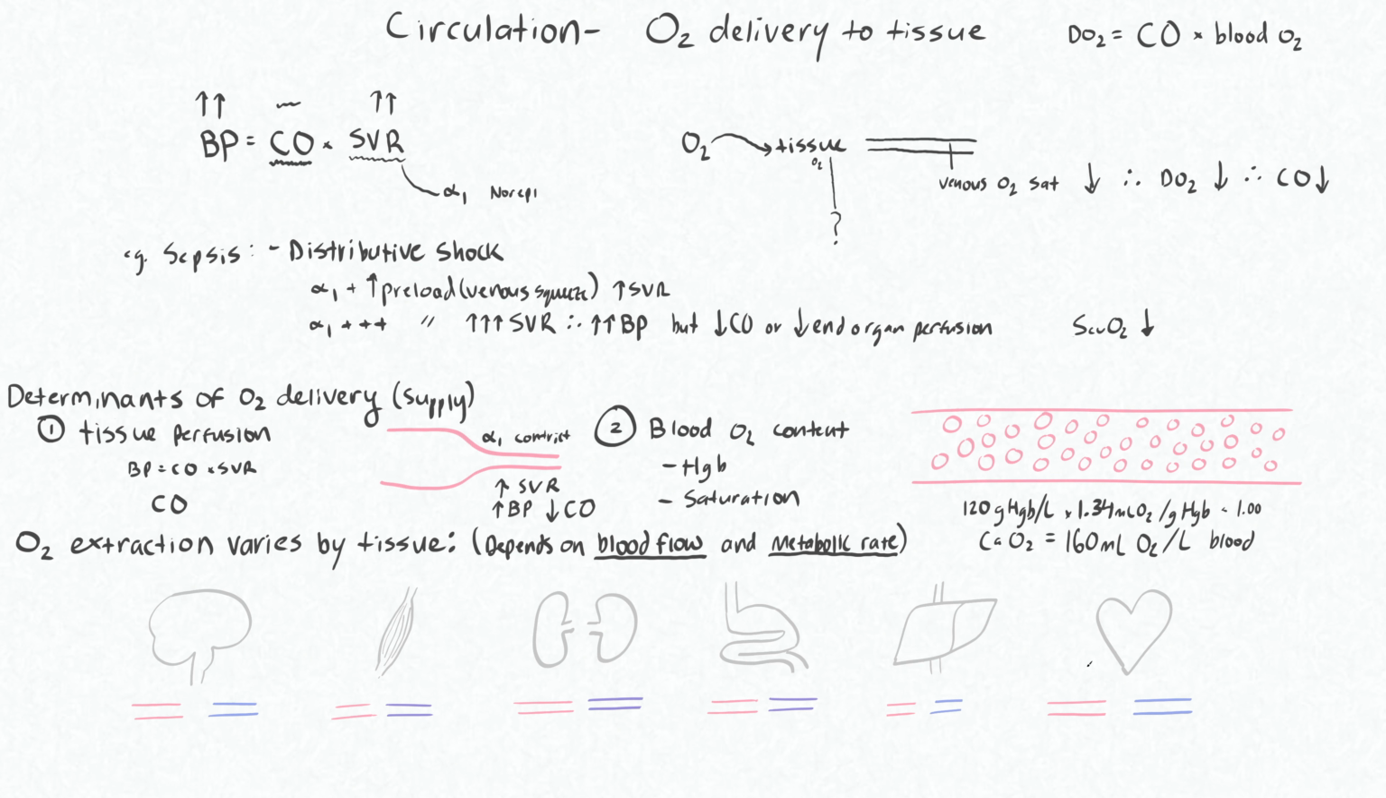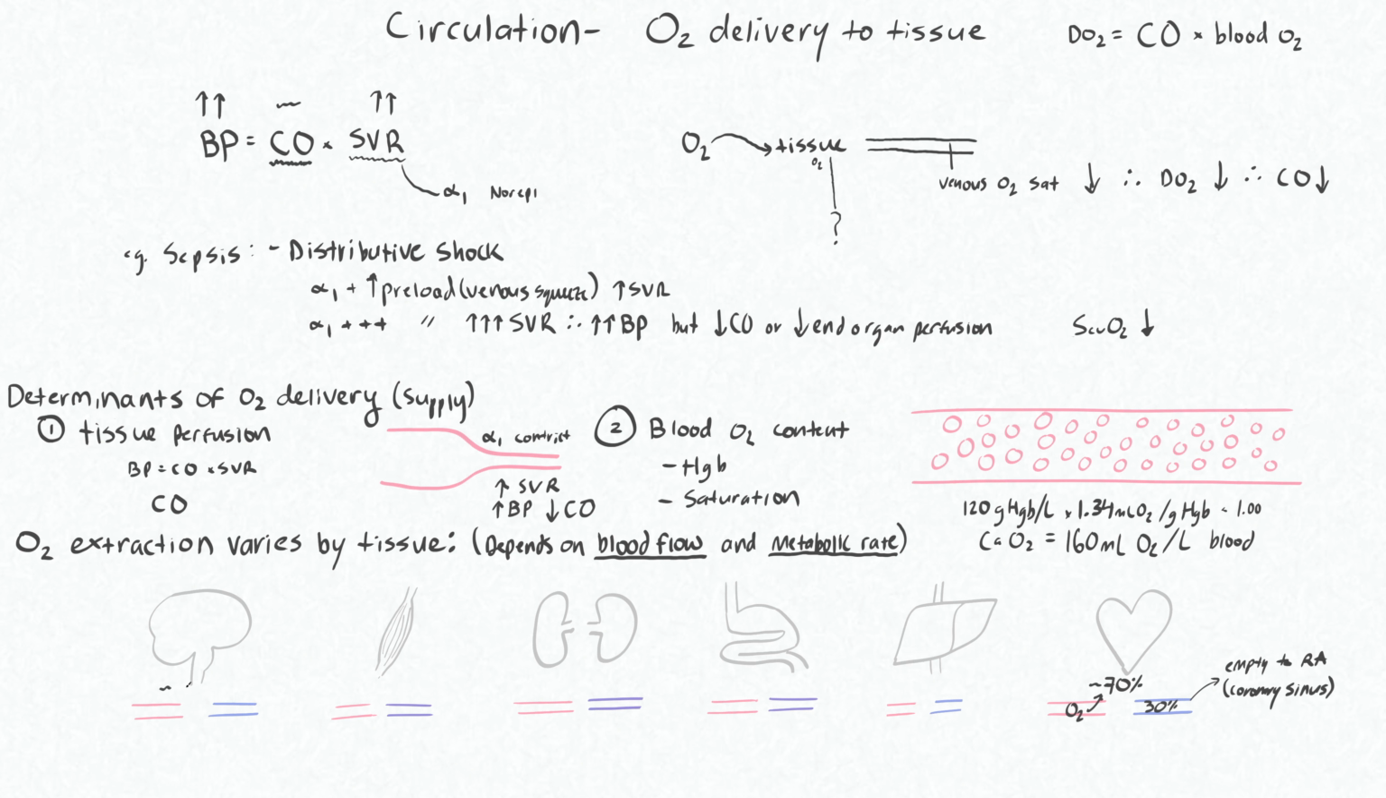The only one you really have to know is the heart, which is about 70% oxygen extraction. So it uses 70% of the oxygen that is brought to it, and then your venous blood is 30% saturated as it empties. And your heart empties into the right atrium through the coronary sinus.